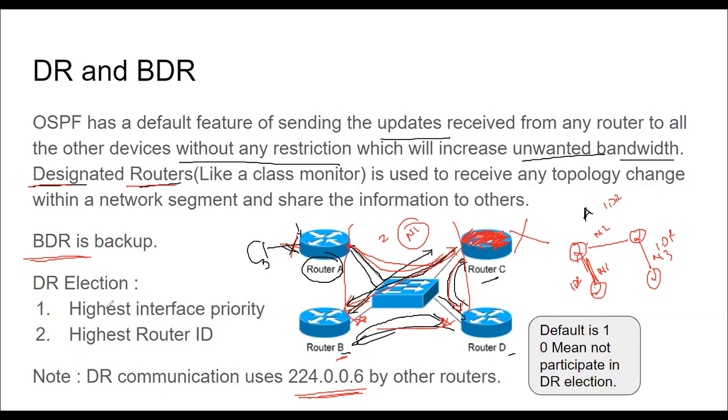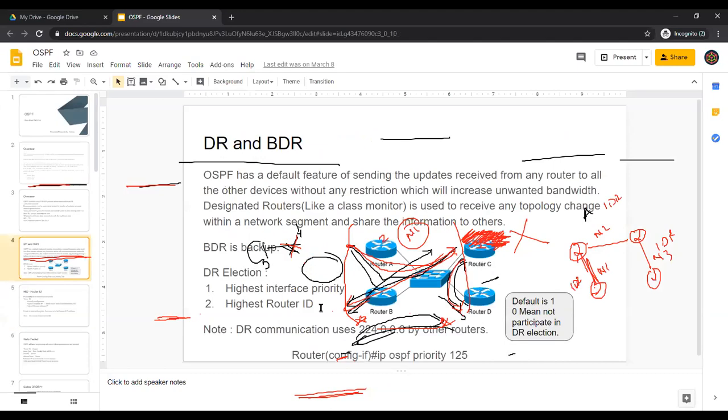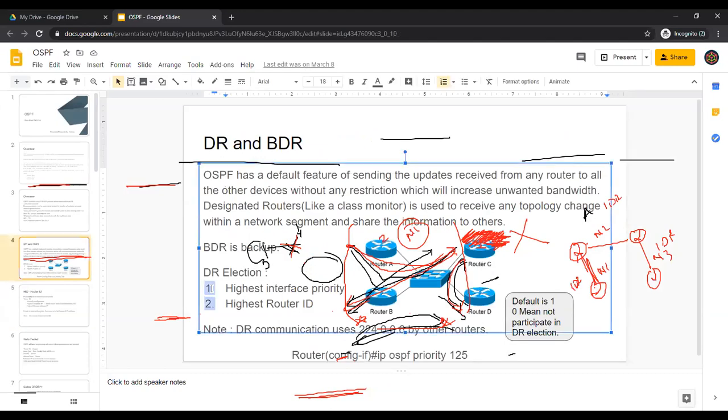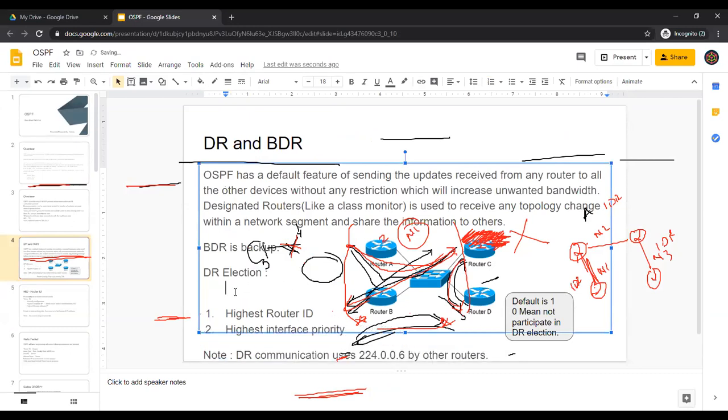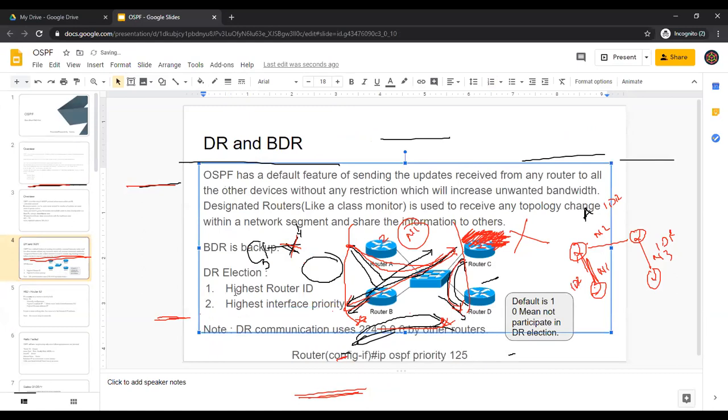So let's talk about election. The election starts with highest interface priority. The router with highest interface priority will become DR. I think it's wrong. The first one is highest router ID. Then second one is interface ID. I will make it as... I'm sorry. It's not coming here. Okay, now fine. Cool. Sorry guys for that.